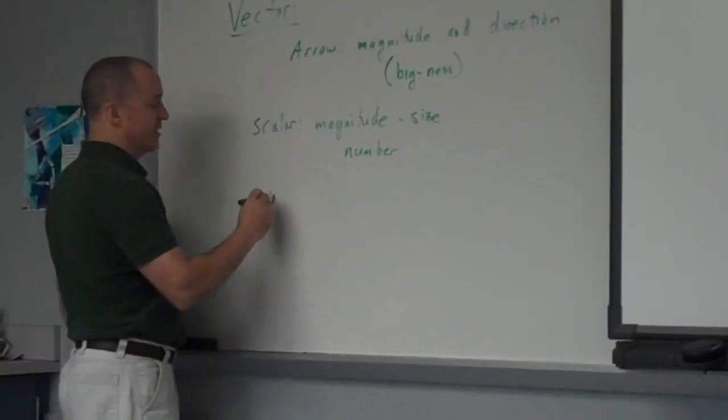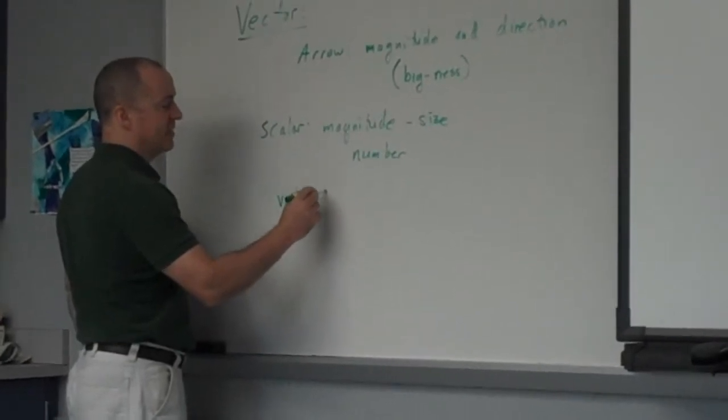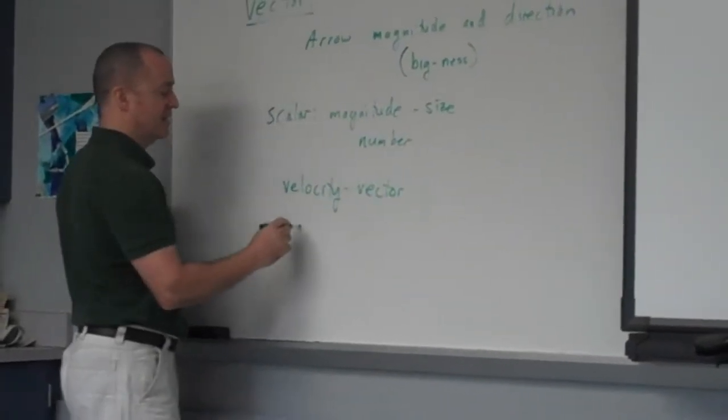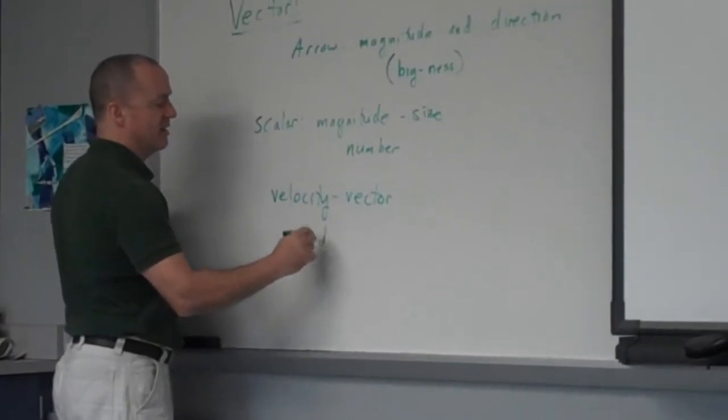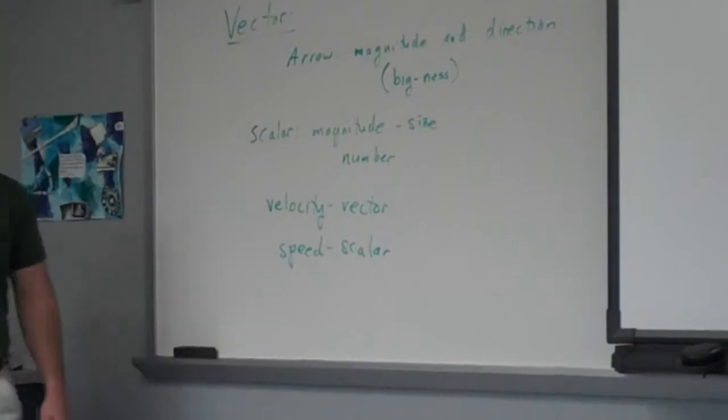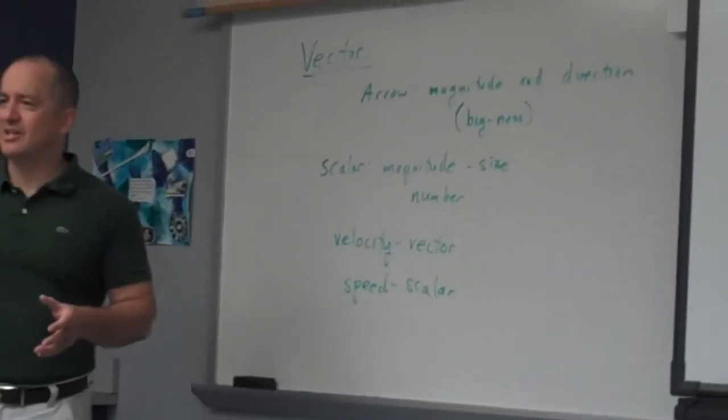Okay? Velocity is a vector. Speed is a scalar. Remember we've said that velocity can be positive or negative, but a speed is always positive?